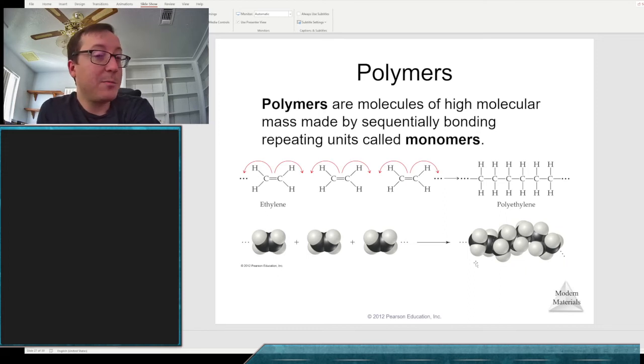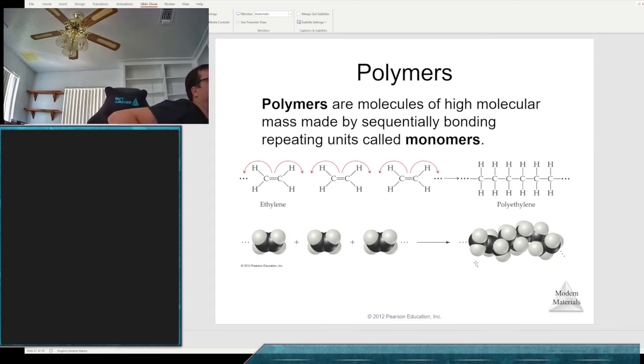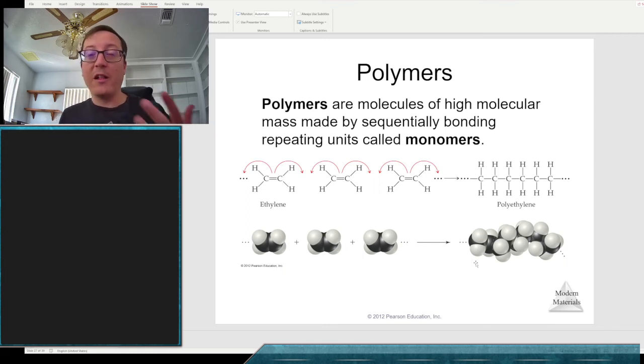Polyethylene is plastic bags. Let's see. Yeah, I've got some polyethylene here, perhaps. Maybe. This may be polyethylene, I don't actually know. But polyethylene, it's a plastic. All of our plastics are polymers, whatever those happen to be. Polyethylene is your plastic bags, and milk cartons, milk jugs, that sort of thing.